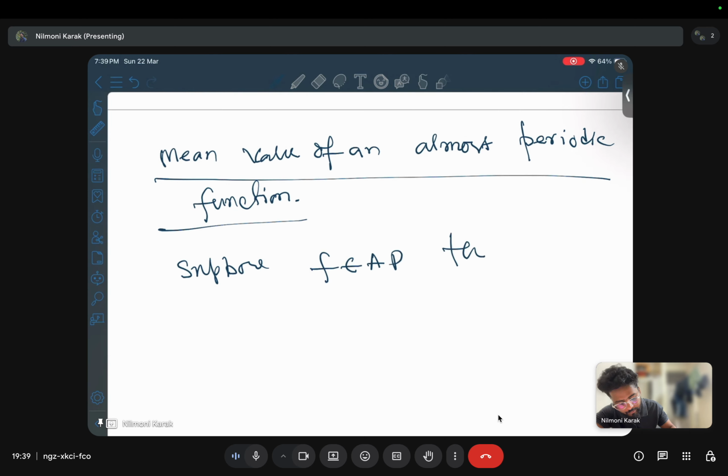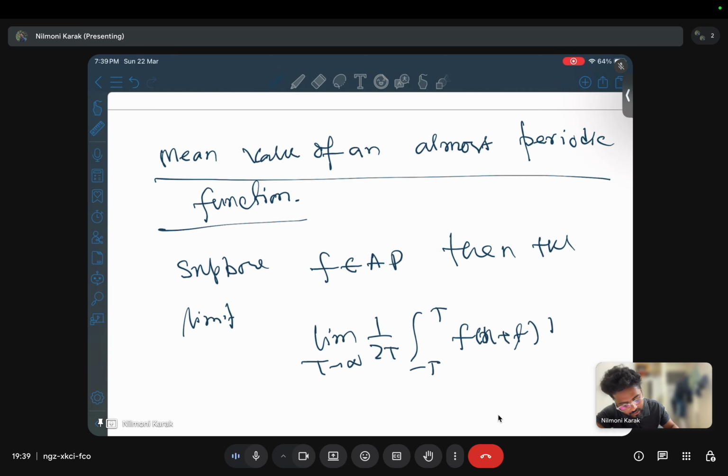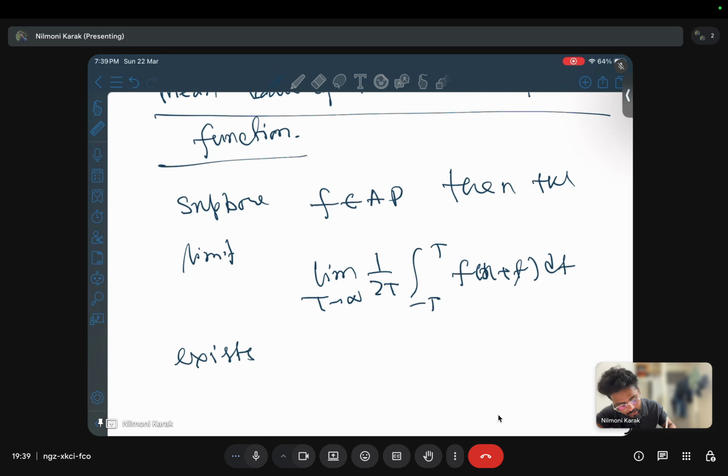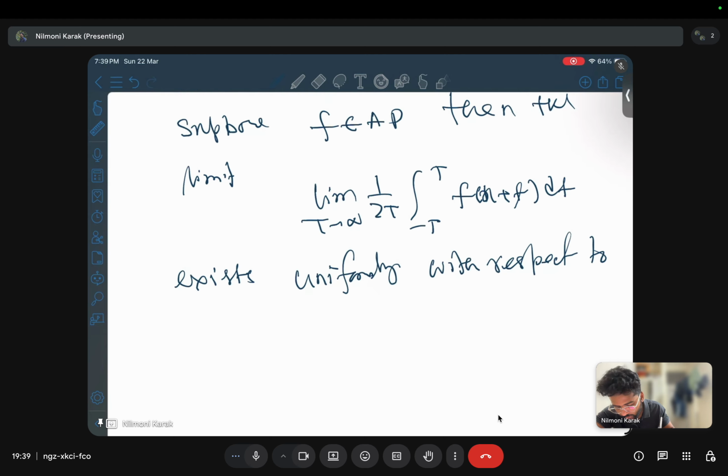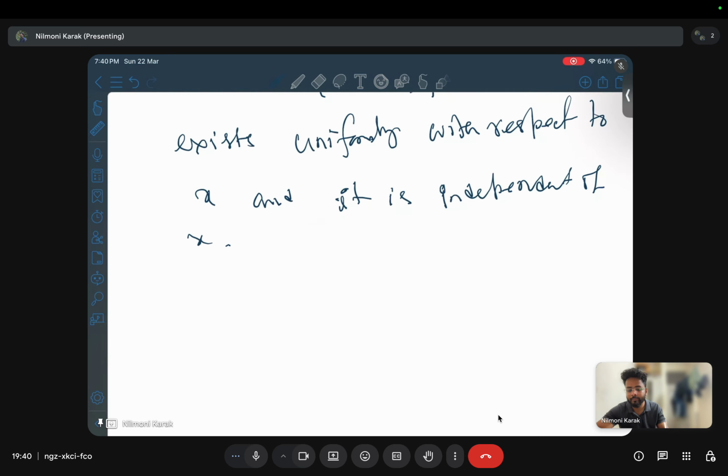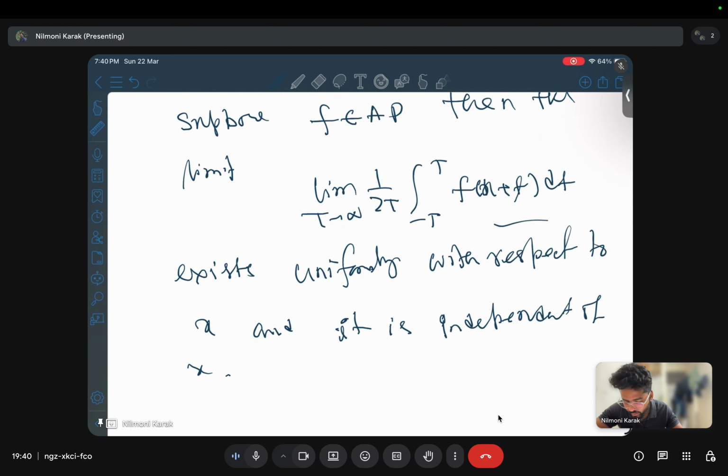Suppose f belongs to AP, meaning f is an almost periodic function. Then the limit as T tending to infinity of 1 by 2T integral from minus T to T of f(x + t) dt exists uniformly with respect to x, and it is independent of x. This limit is called the mean value of f.